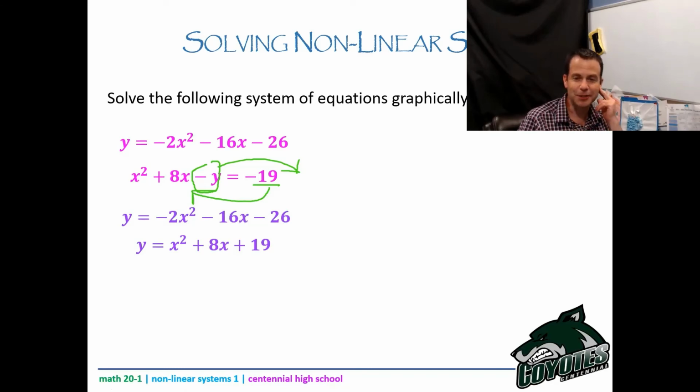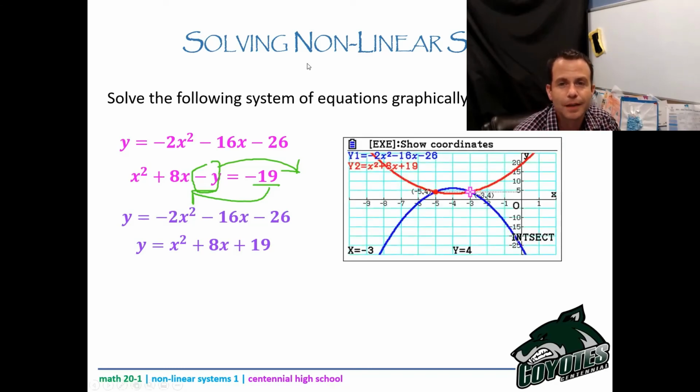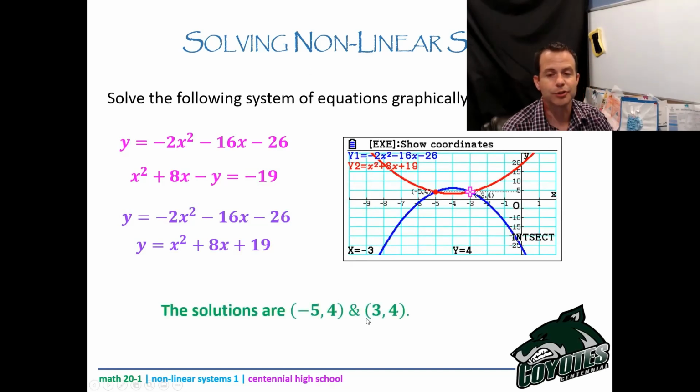And then this is the picture that you should have gotten. And we should have points of intersection, 2 points. The solutions are -5, 4. That was the one on the left. And then 3, 4 is the one on the right. Okay.